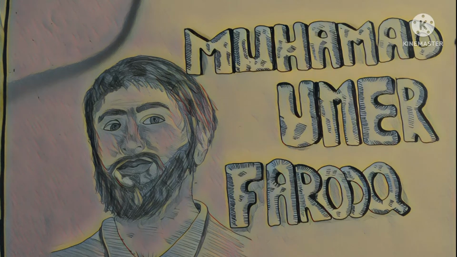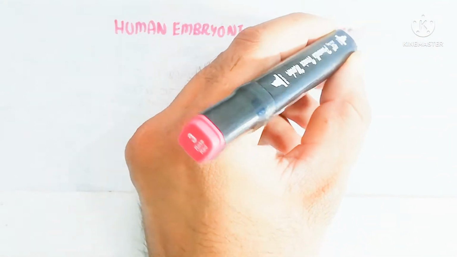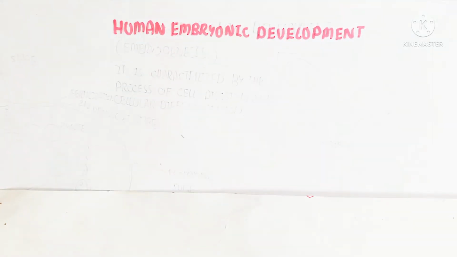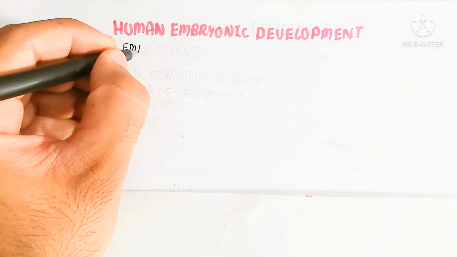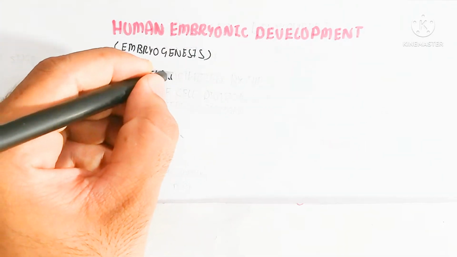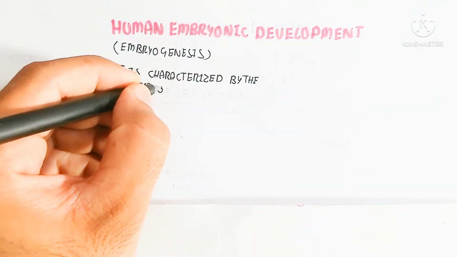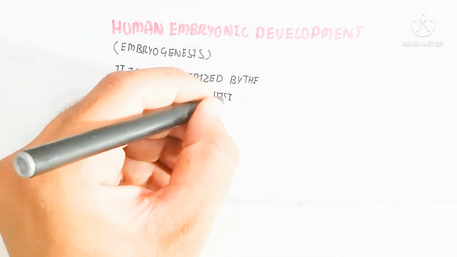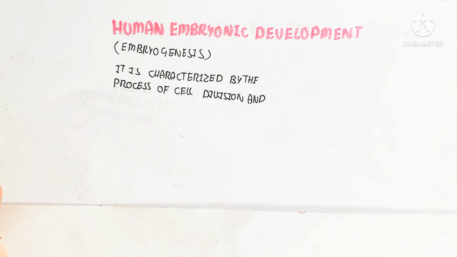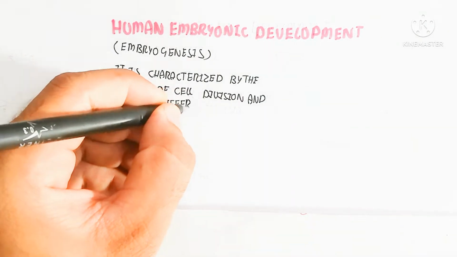Hello, in this video we will discuss the introduction to human embryology development. So what is embryology? Embryology is the study of embryogenesis, the formation of a new individual from fertilization to form an embryo and fetus. This is also known as embryogenesis. It is characterized by the process of cell division and cellular differentiation.